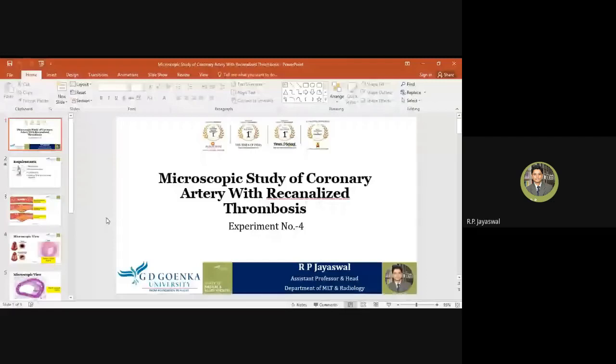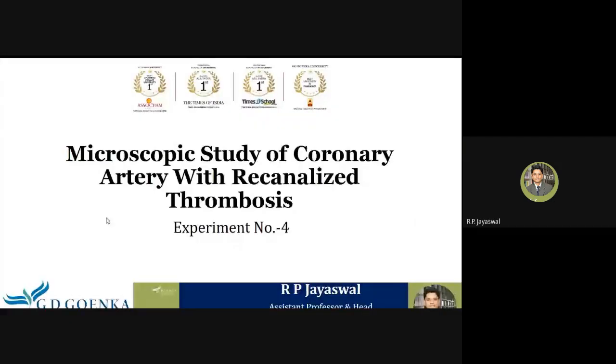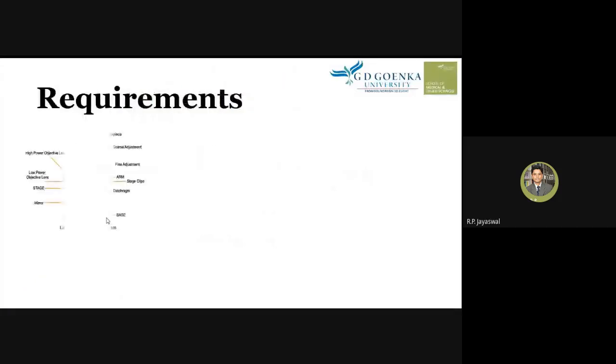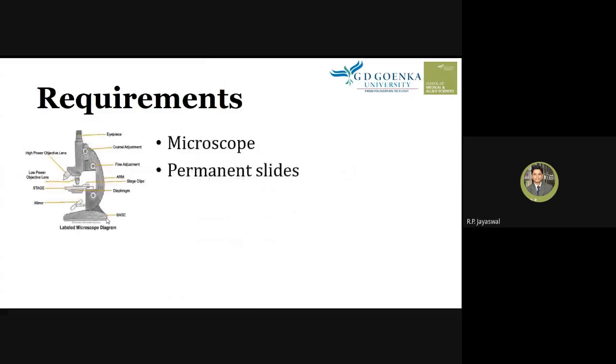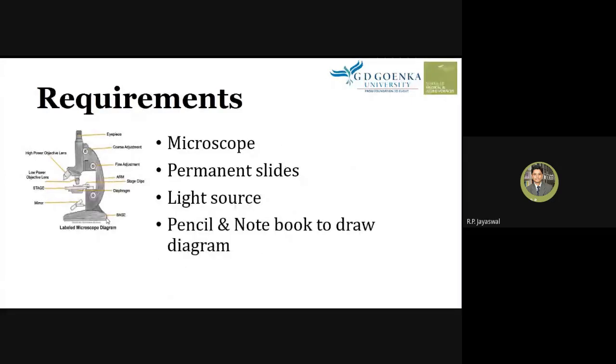This is the fourth experiment. The aim of the experiment is the microscopic study of coronary artery with recanalized thrombosis. For this experiment, we need to procure some requirements: a microscope, prominent slides, a light microscope. It's not a light microscope; it's a compound microscope. Okay, and the light source we need to know. We need to arrange a pencil and notebook.